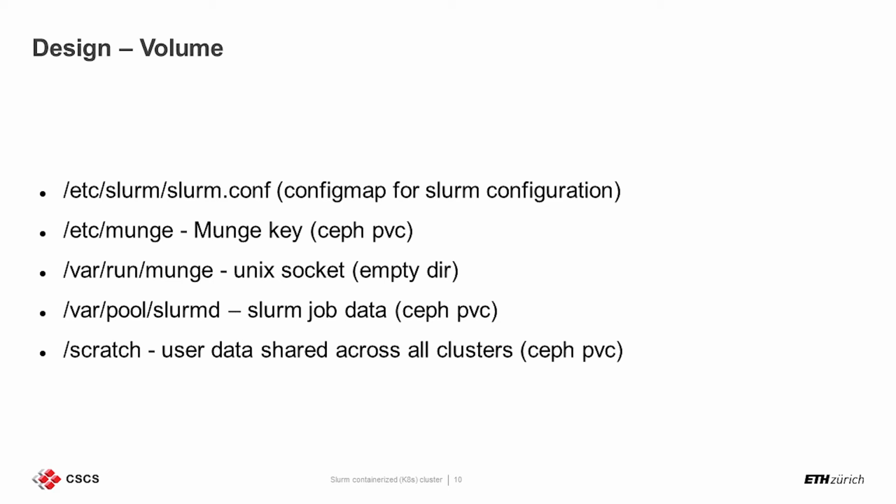In terms of volumes, from the Kubernetes perspective, we expose the Slurm configuration as a config map, and then we mount it as a volume. The Munge key is shared across all the containers. We use Ceph, in this case, to provision the volumes and the storage to the Kubernetes platform. And then for internal communication between Munge and Slurm, they communicate through a socket, Unix socket files. So for that we use what in Kubernetes terminology is called an emptyDir, which is a folder in the host that you mount on all the containers that need to communicate.